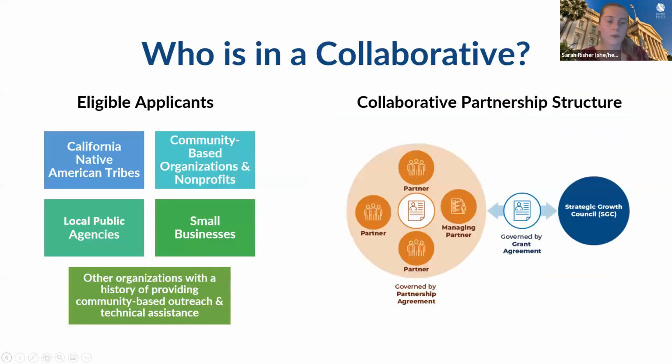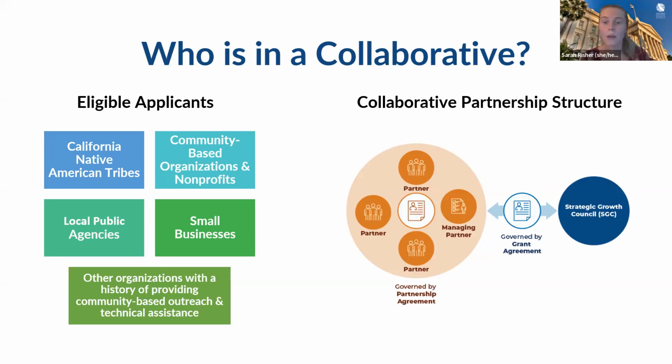applicant eligibility requirements for the program. And so California Native American tribes, community-based organizations, and nonprofit local public agencies. And in one of the first few pages of the RCC guidelines, we spell out what local public agencies or local government agencies entails. So there's a pretty expansive list. We definitely would love to see local governments apply. And then small businesses, and then other organizations with a history of providing community-based outreach and technical assistance.